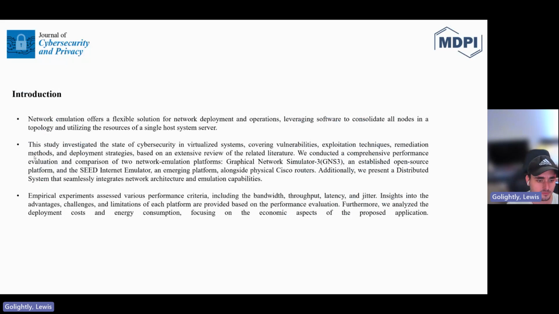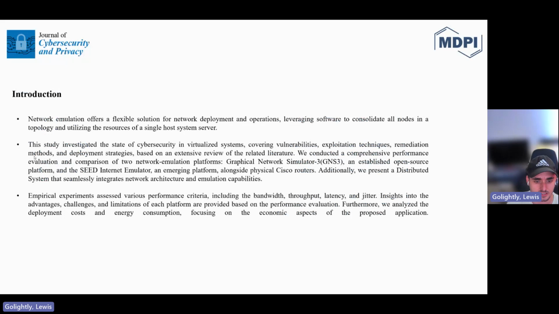So we conducted a comprehensive performance evaluation and comparison of two network emulation platforms, which is Graphical Network Simulator-3 or GNS3, an established open source platform, and the SEED Internet Emulator, which is a current emerging platform, alongside physical Cisco routers and technology. Additionally, we presented a distributed system that seamlessly integrates network architecture and emulation capabilities by combining GNS3 with physical Cisco nodes to see how they perform together.